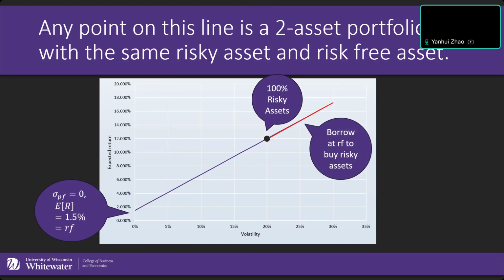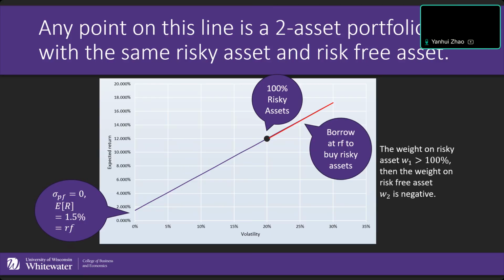And any dot that is higher than that dot on the line means that we borrow at the risk-free asset and buy more than 100% risky assets. So the weight on risky assets is going to be higher than 100%. Weight on the risk-free asset is negative. So this is what we see here.